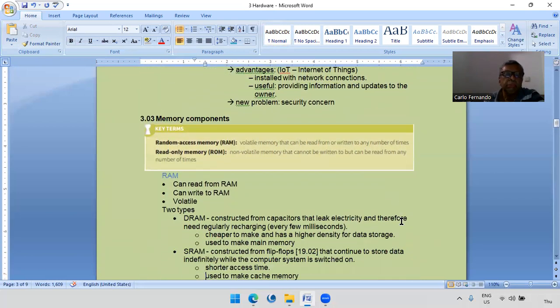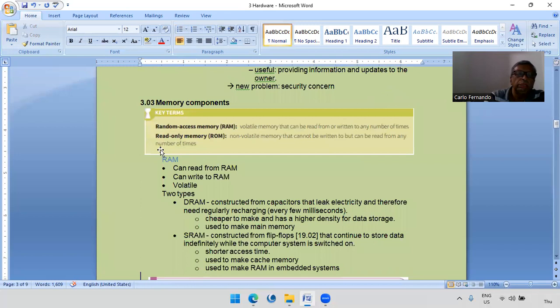Memory components. The key terms: RAM and ROM. RAM is volatile memory that can be read from or written to any number of times. Read-only memory is non-volatile. Volatile means temporary, only till the power is present. Non-volatile memory cannot be written to; you can't write anything into the ROM, but you can read from it. You can read what is there.